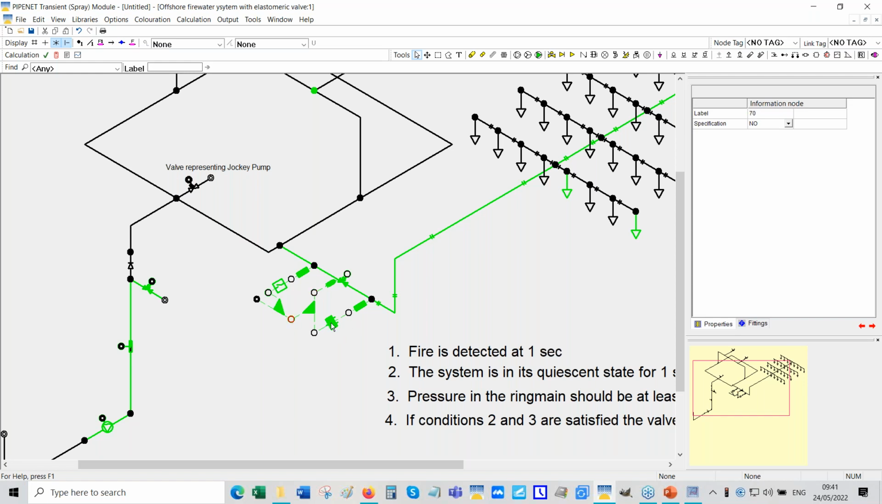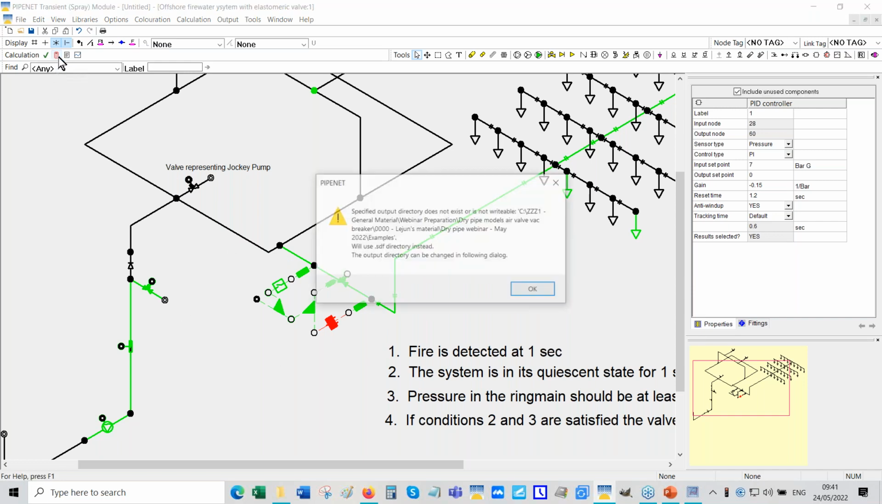And the output of a PID controller can only lie between 0 and 1. Because if it's 1, it means this valve is fully open. 0 means it's fully closed. So it can only have 0 and 1. So it will choose the value, the output of this PID controller here. So that is the way this is designed. So let's run this very quickly.